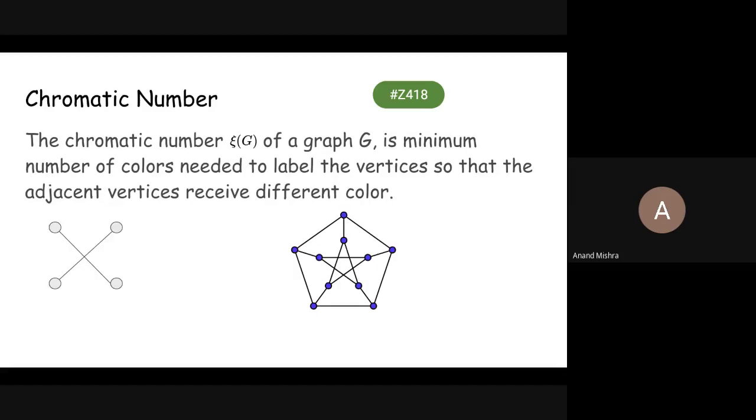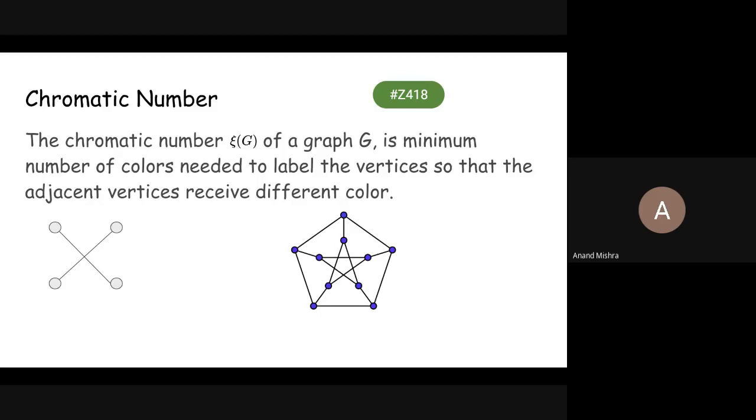There is another interesting thing, chromatic number. So what is a chromatic number? Chromatic number is also called the graph coloring number. It is denoted as chi of graph G, the minimum number of colors needed to label the vertices so that the adjacent vertices receive different colors.